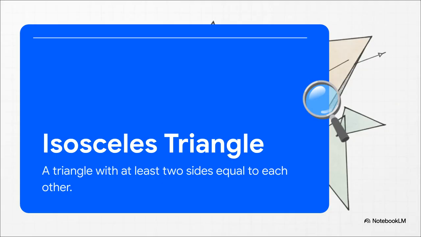Right, so our source defines a triangle with at least two equal sides as an isosceles triangle. But there's a really fascinating distinction here. If all three sides are equal, well, it's an equilateral triangle. And that means an equilateral triangle inherently satisfies all the properties of an isosceles triangle. But, and this is an absolutely crucial distinction for our toolkit, an isosceles triangle doesn't necessarily satisfy all the properties of an equilateral one. It's kind of helpful to think of isosceles as the broader category of symmetry.